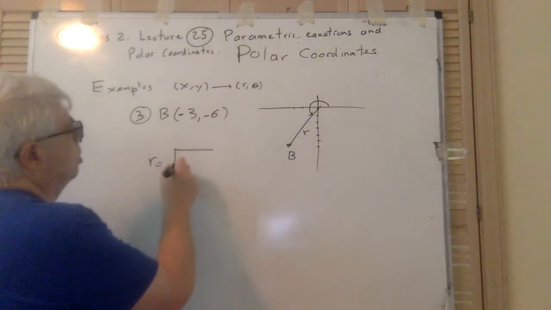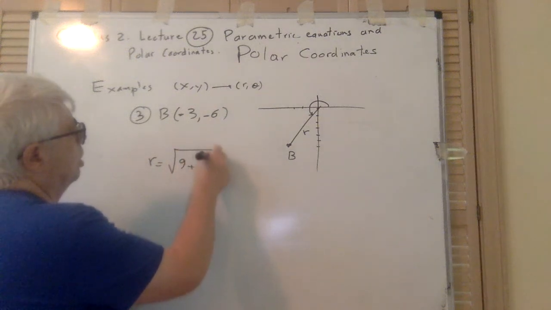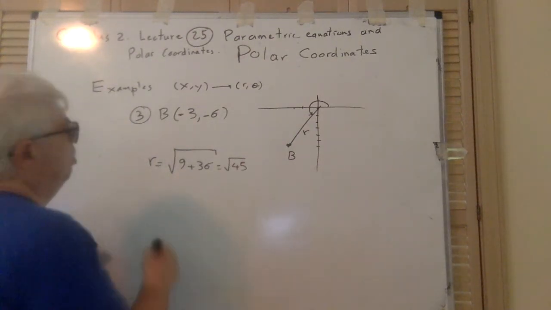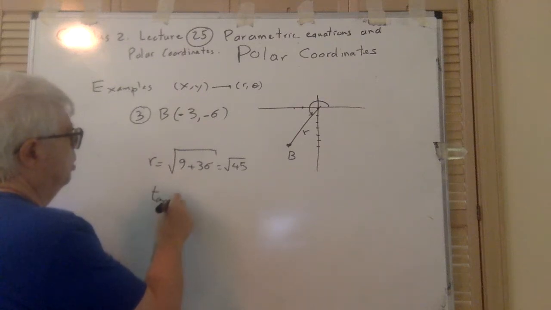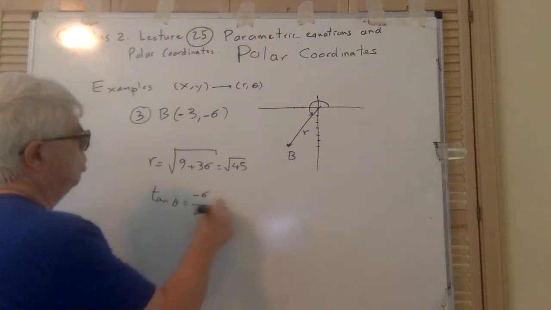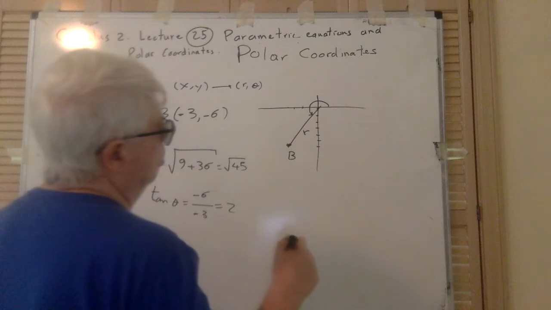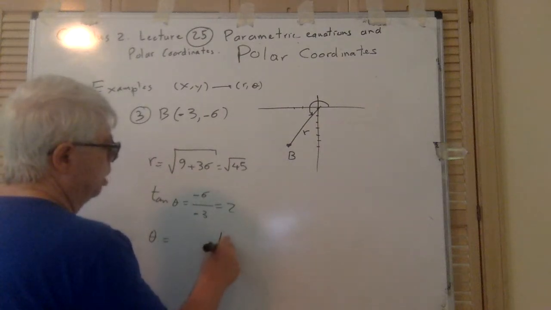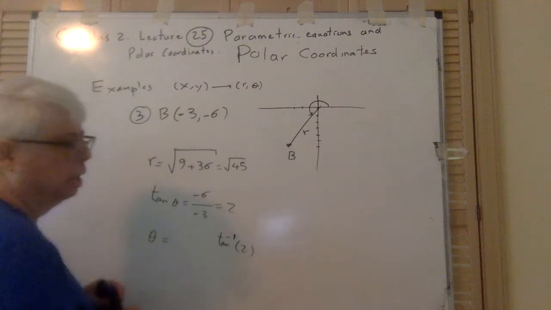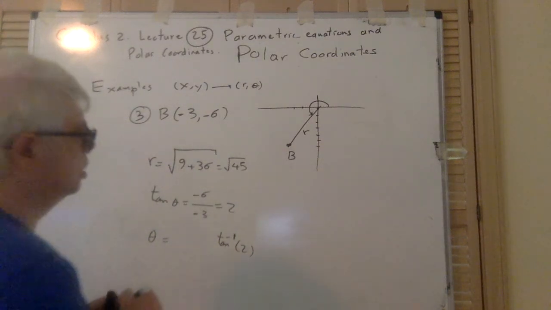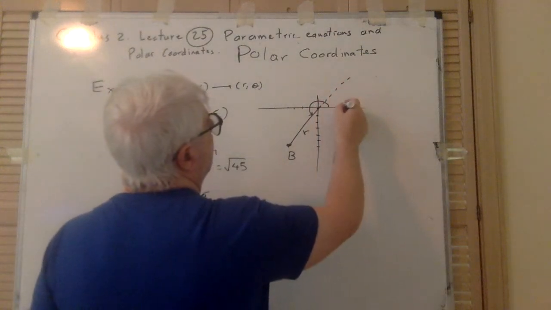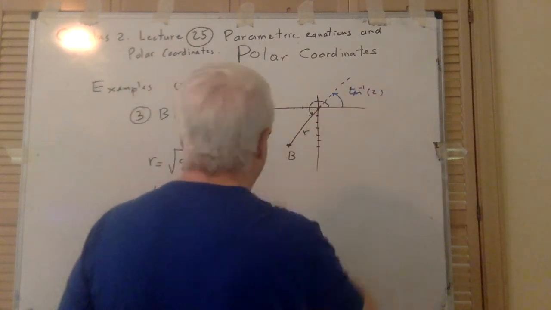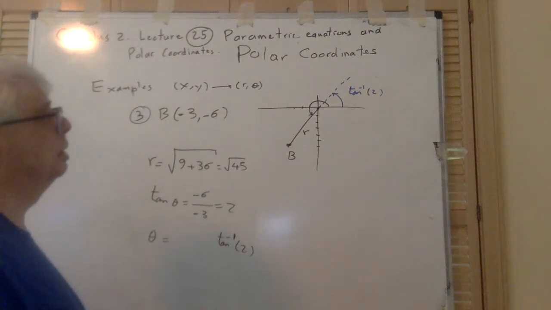R, as I said, is 9 plus 36, which is square root of 45. You can leave it as square root of 45, that's okay. But what happens to theta? We have tangent of theta is minus 6 over minus 3, which is 2. But what's going on? Because tan inverse gives me a positive angle. It gives me this. How can I get this theta? This is theta.